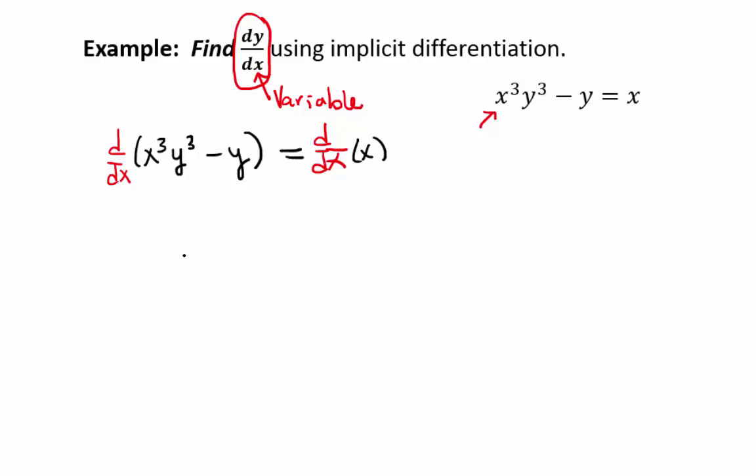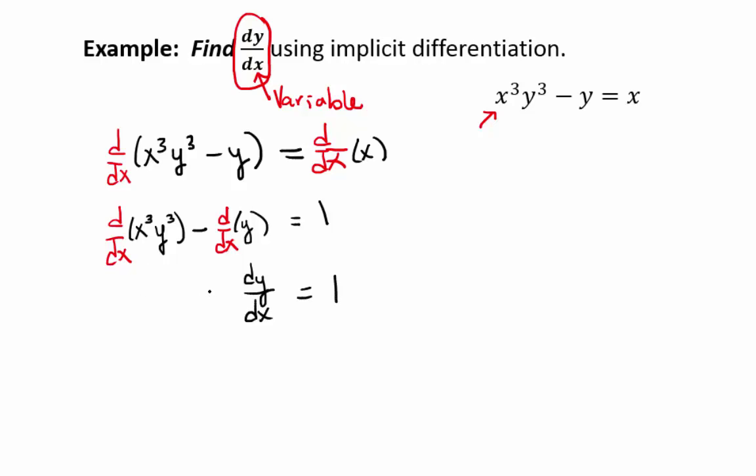Let's go ahead and on the left, let's break that up into two different derivatives, right? The derivative of each part. So d dx of x cubed y cubed minus d dx of y. But what's d dx of x? 1. Okay, so that one's done at least. All right, now the d dx of y is just going to be dy dx. That one's easy.